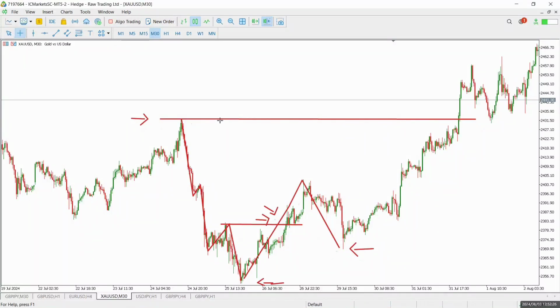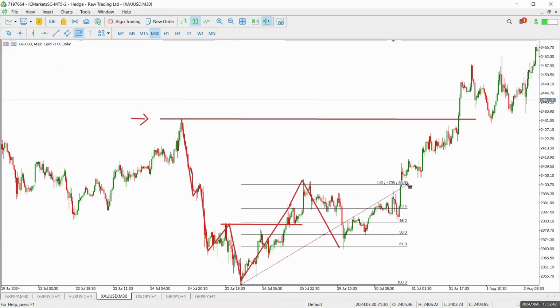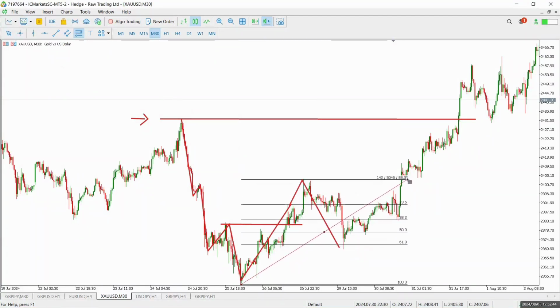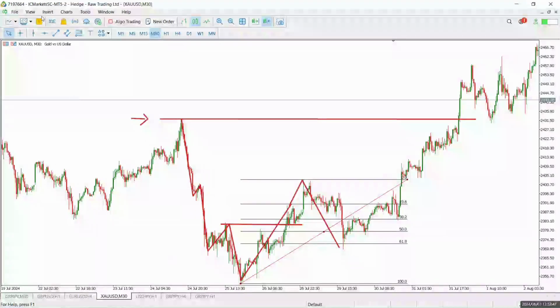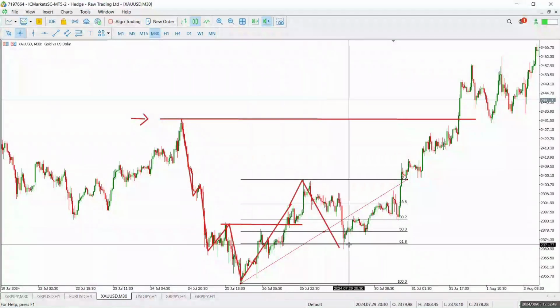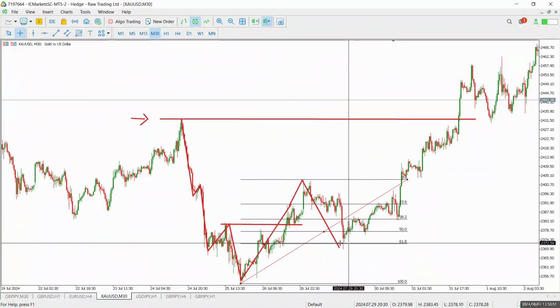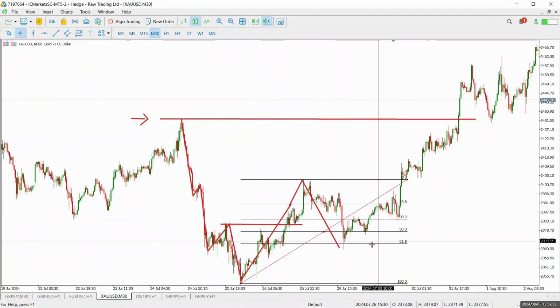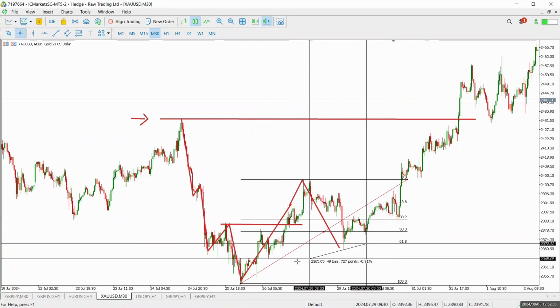So with entry variation 2, we have to bring out our Fibonacci from the lowest point of the broken fractal right here. The Fibonacci would go like this: lowest point of the broken fractal, take it to the highest point of rejection. We can see that prices came to 61.8, which gave us a fresh entry. We call it entry variation 2. Entry variation 1, break of structure. Entry variation 2, 61 point retracement.